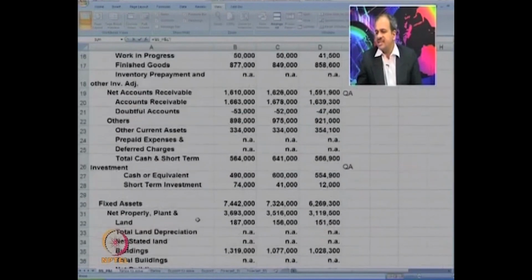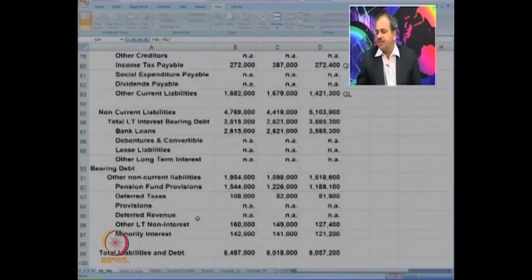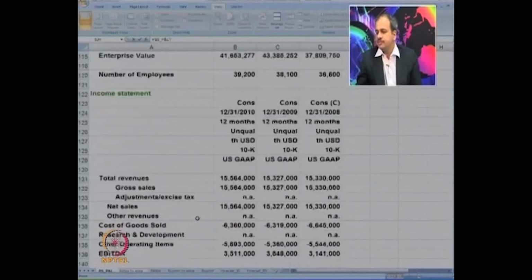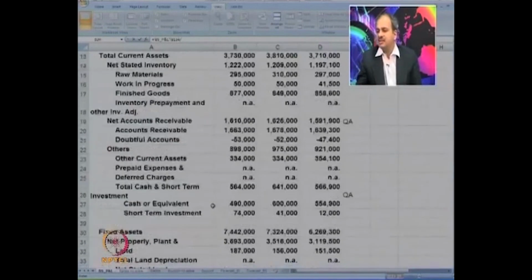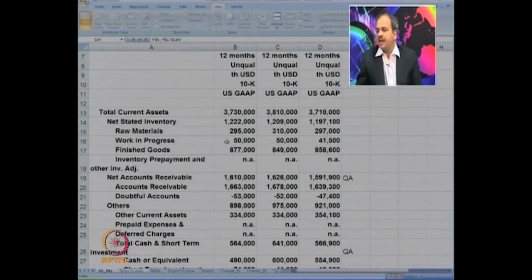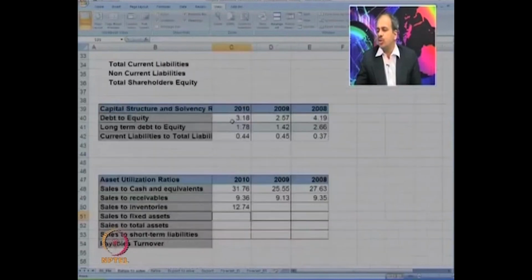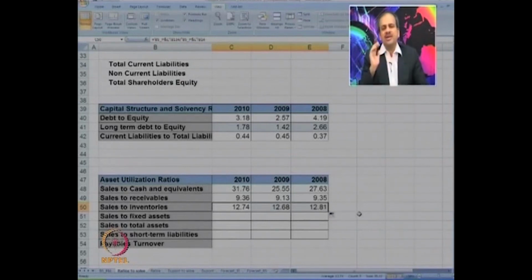Now sales to inventories, again we will pick up the net revenue and divide it by the inventories. Now a detailed breakup of inventory is given. In this case we will take the net stated inventory or the total inventory. So the ratio is 12, and if you drag to earlier years, you can see it has almost remained constant. So it was 12.87, 68, 74, which shows that company's efficiency in managing inventory is more or less same.